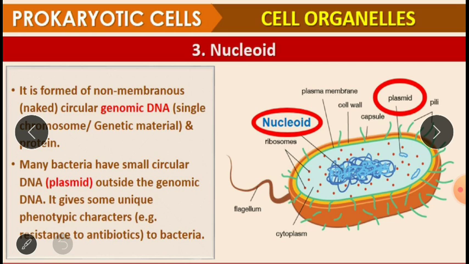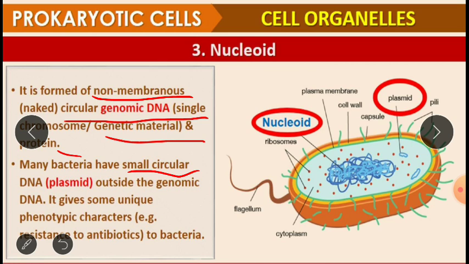Then the third one is the nucleoid. The nucleoid is where the genomic DNA is present. It is formed of non-membranous, naked, circular genomic DNA, that is a single chromosome or genetic material, and protein. Many bacteria have small circular DNA, that is the plasmid, outside the genomic DNA. It gives some unique phenotypic characters to the bacteria.